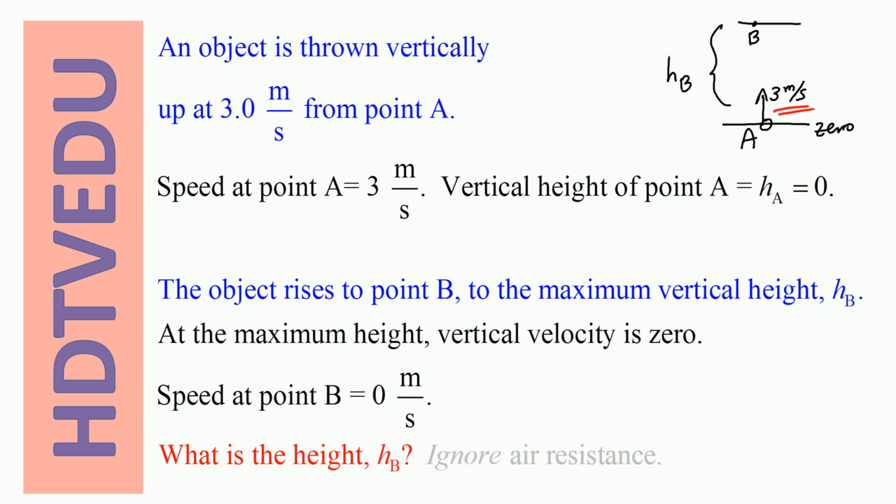Speed at point A is 3 meters per second. Vertical height of point A, HA, is equal to 0. The object rises to point B, to the maximum vertical height HB. At the maximum height, vertical velocity is 0. Speed at B is equal to 0. So here is the question: what is the height HB?